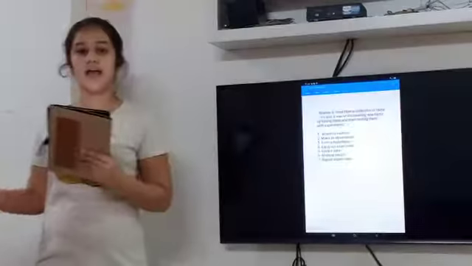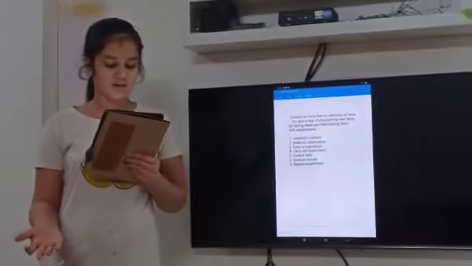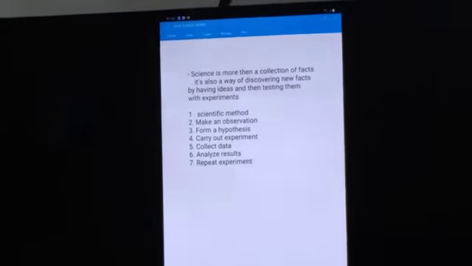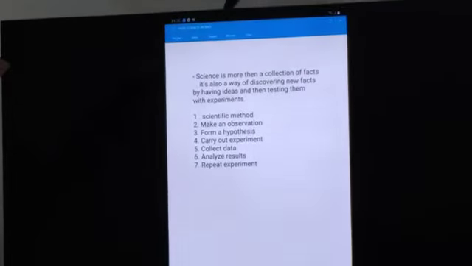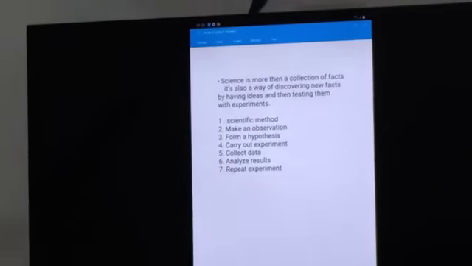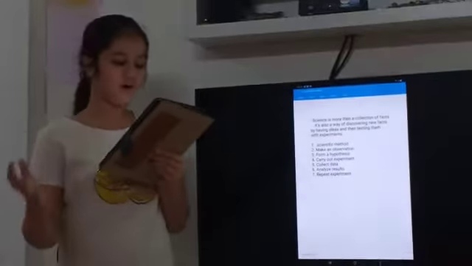Then they carry out the experiment. After carrying out the experiment, they collect the data and analyze it in charts and graphs. Then they repeat the experiment to clarify whether the experiment is perfect or not.